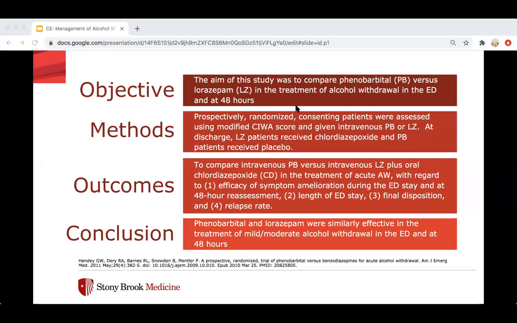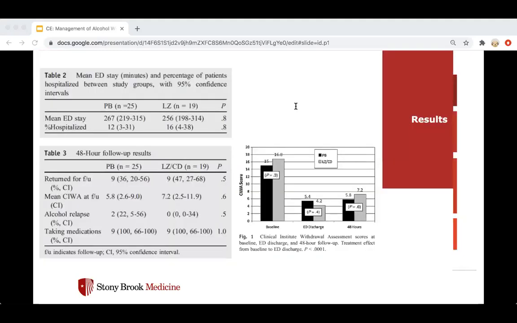The outcomes were to compare IV phenobarbital versus IV lorazepam plus oral chlordiazepoxide in the treatment of acute alcohol withdrawal with regard to efficacy of symptom amelioration during the ED stay and then at the 48-hour reassessment, the length of ED stay, the final disposition, and the relapse rate. In conclusion, this study found that phenobarbital and lorazepam were similarly effective in the treatment of mild to moderate alcohol withdrawal in the ED and then at 48 hours.